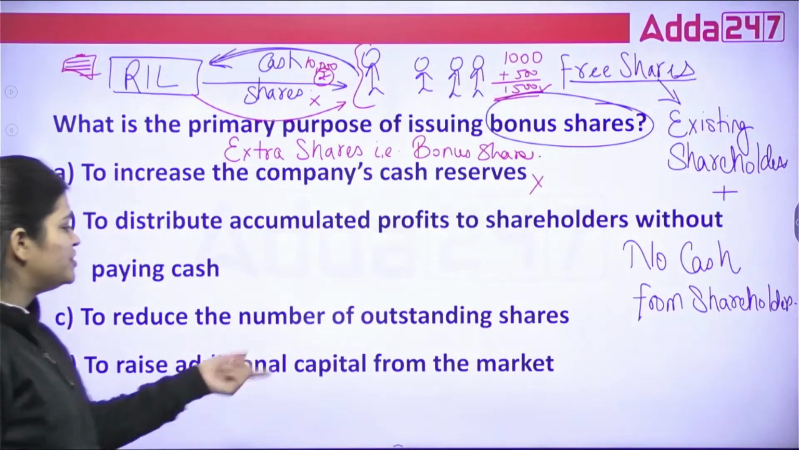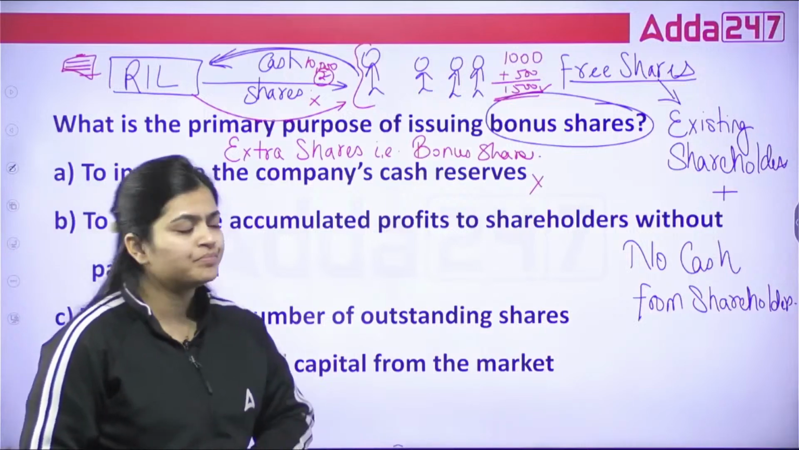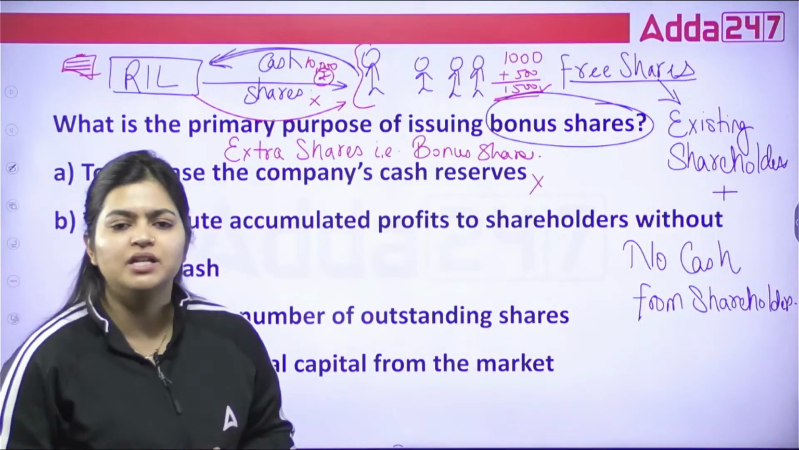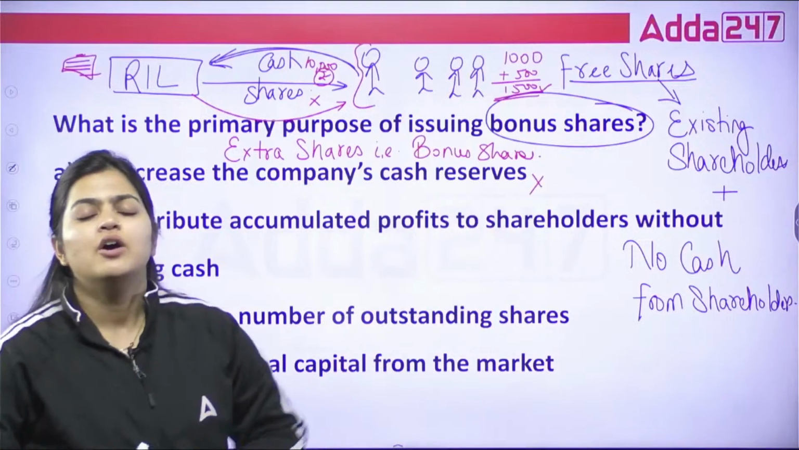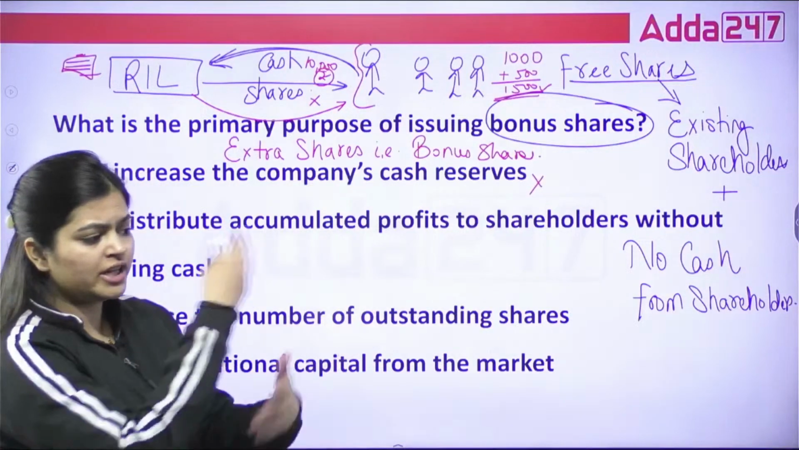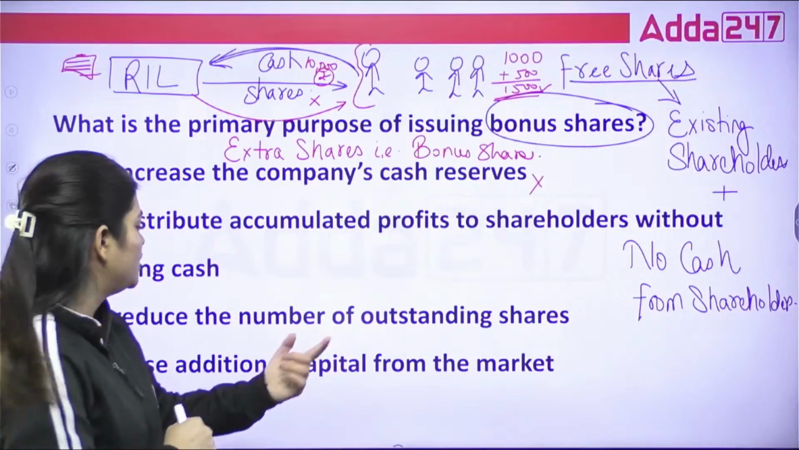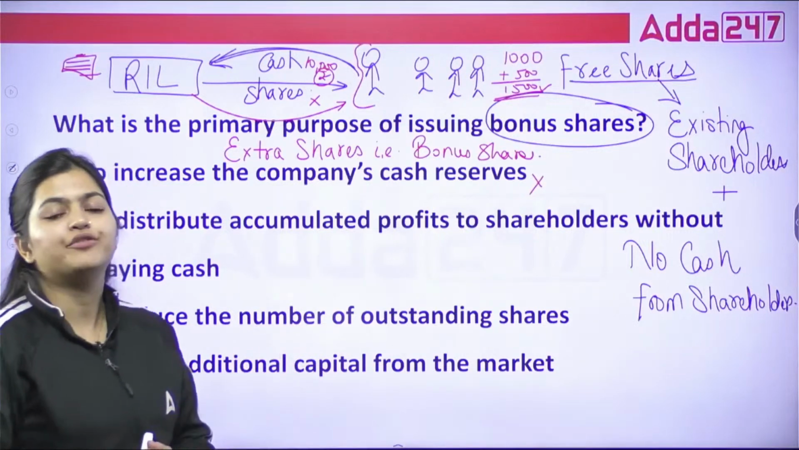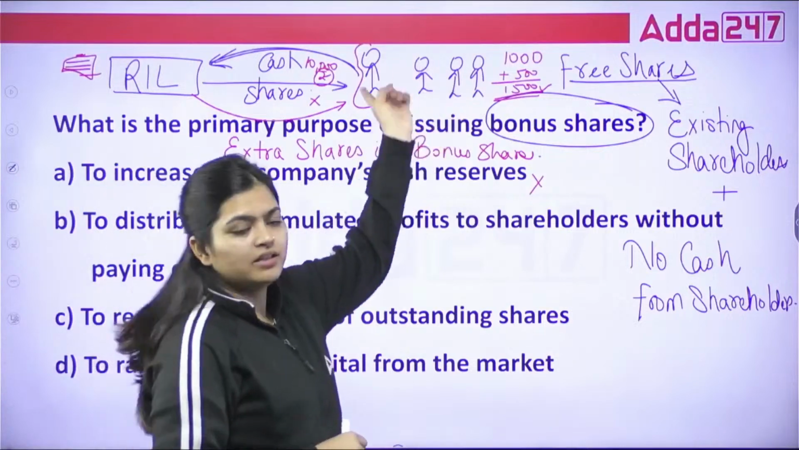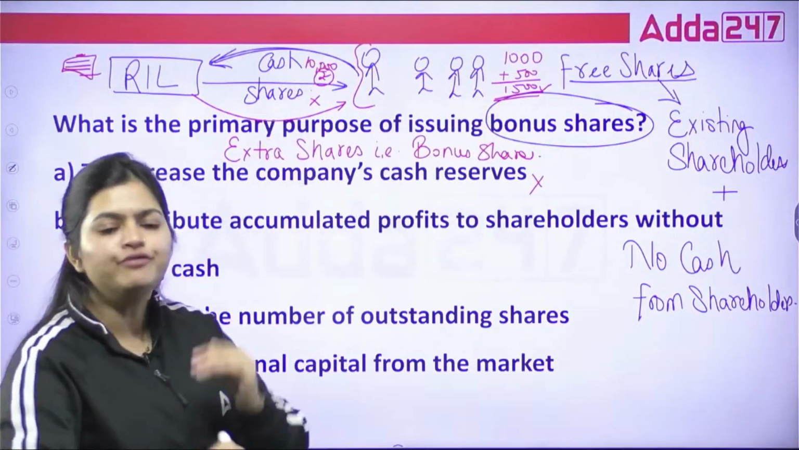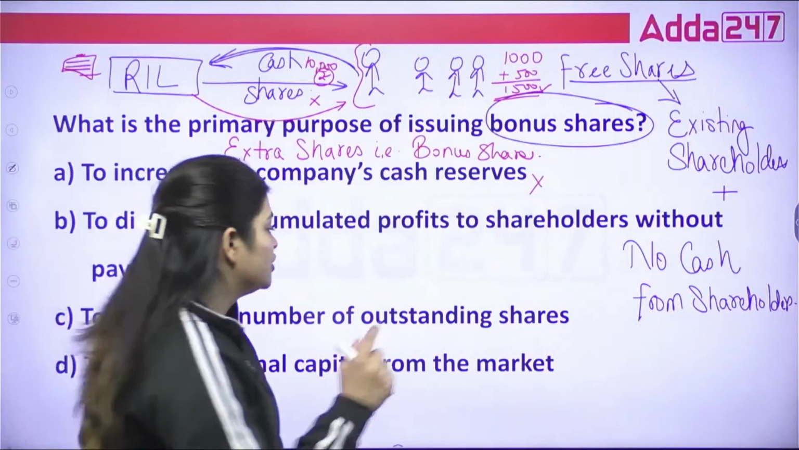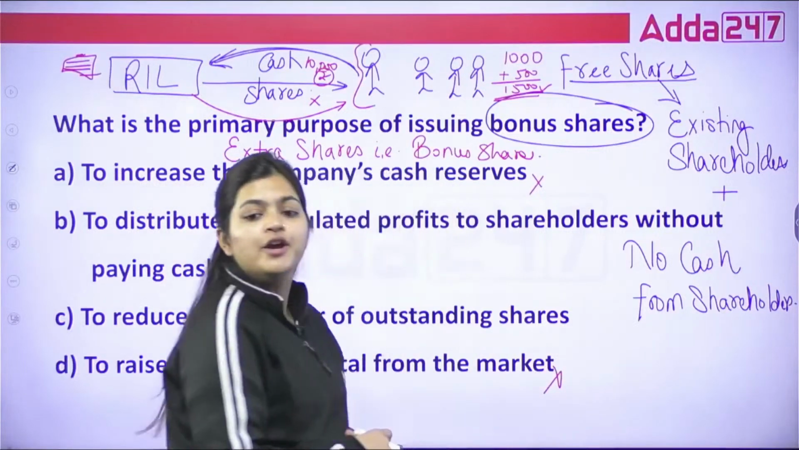Then let's read D: to raise additional capital from the market. How can you raise additional capital when you are distributing these shares for free? In return, you are not getting any cash consideration. So you are not getting additional capital from the market. These shareholders are not paying any further cash. Correct? So option D is also wrong.